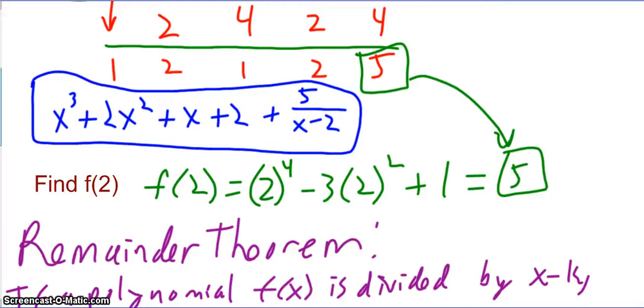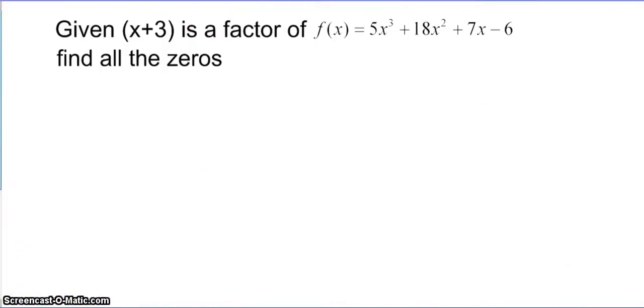Okay, so on to the last examples now. Given x plus 3 is a factor of f of x equals 5x cubed plus 18x squared plus 7x minus 6, I want you to find all of the zeros. I want you to do this without your calculator. I know you can do it on your calculator. So go ahead, pause the video, and then when you think you have an answer, if you get stuck, come back and check your answer.